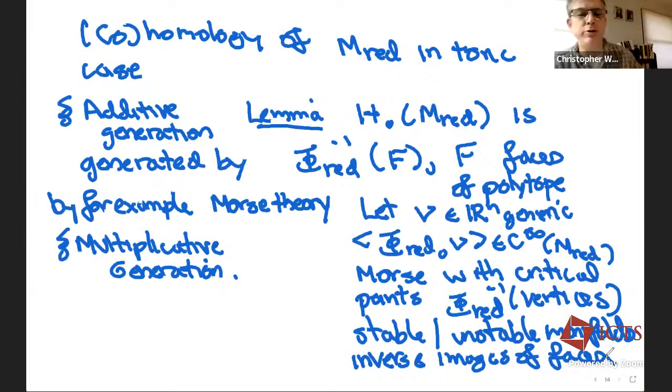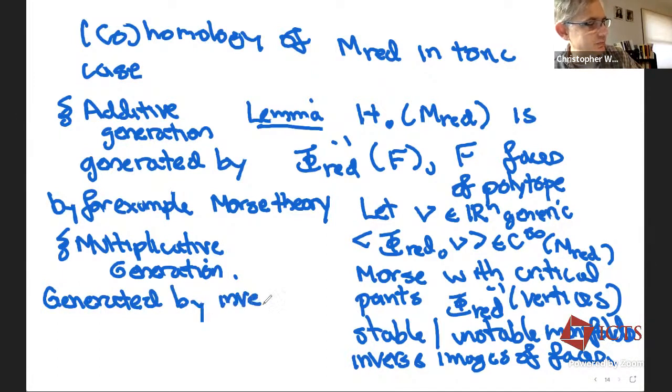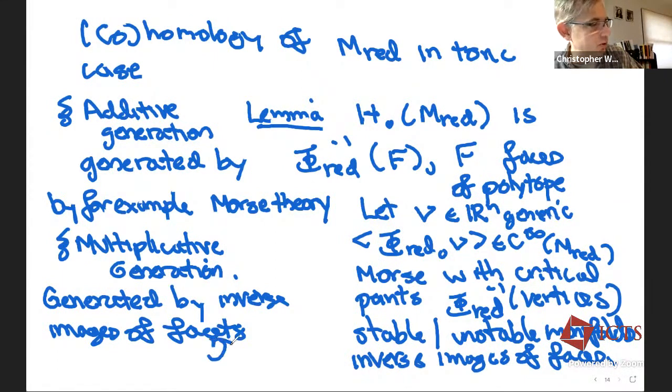Okay, but then you can do a little bit better, and you can get a multiplicative set of generators. And here, multiplicatively, they're just generated by the inverse images of facets. So remember, a facet means a codimension one face.